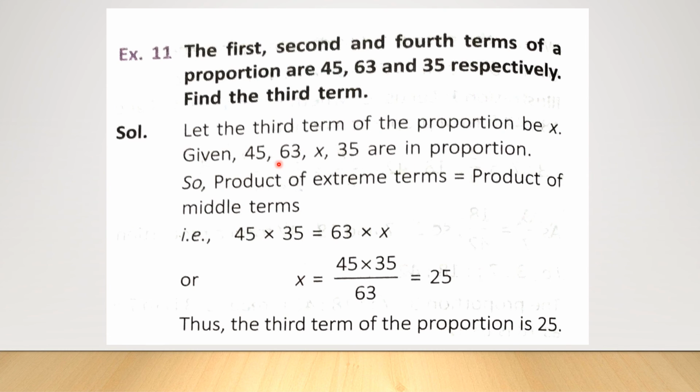Now this is the first term, second term, third term, fourth term. We know that if they are in proportion, the product of extremes is equal to the product of means. So the product of the extreme terms is equal to the product of the middle terms, or the mean terms. So 45 into 35 will be equal to 63 into x. Now you can take x is equal to 45 into 35 by 63, since 63 is in multiplication, you can take it to divide. On simplifying this you get x is equal to 25. So the third term of the proportion is 25.